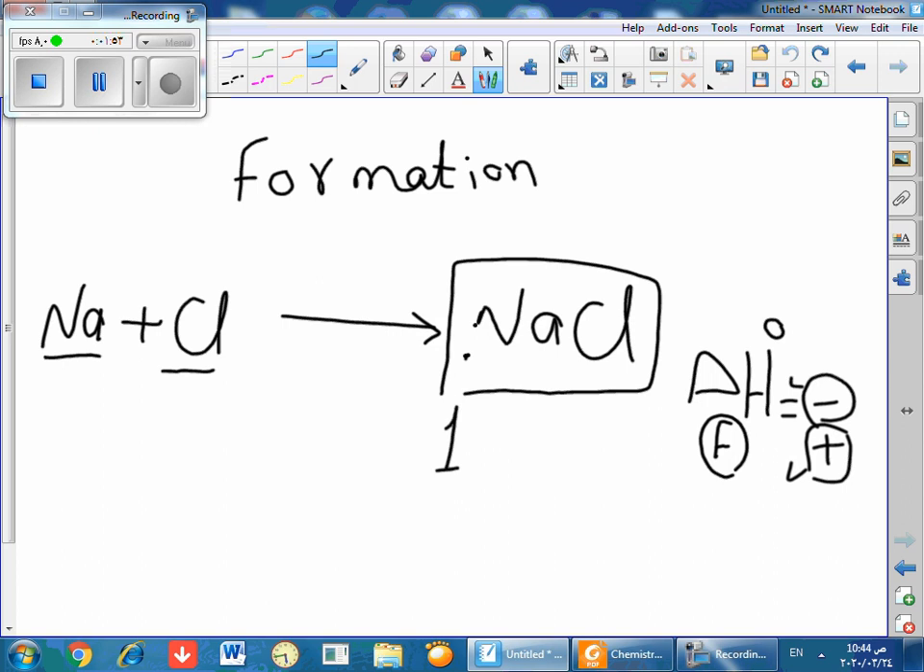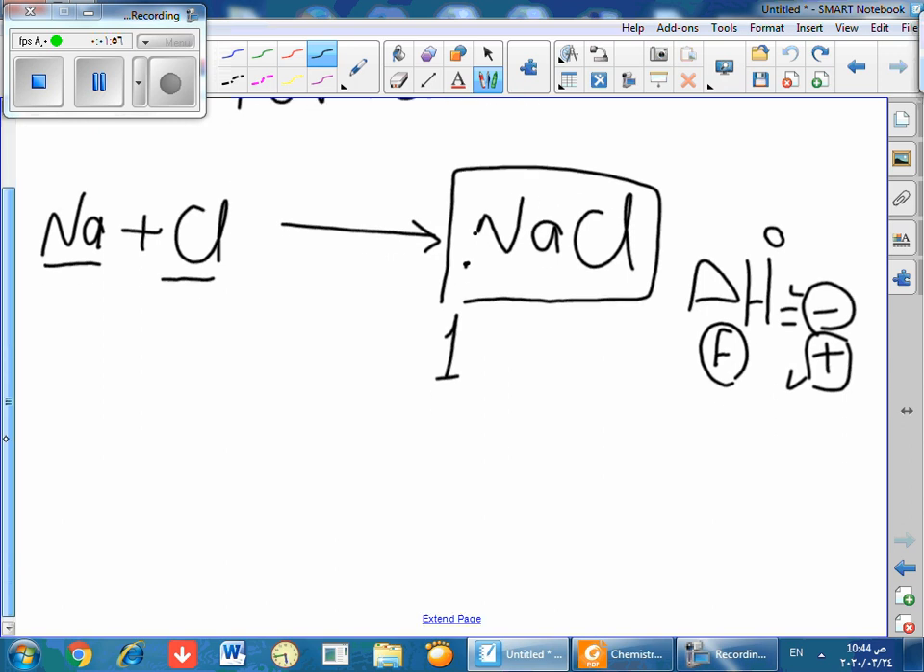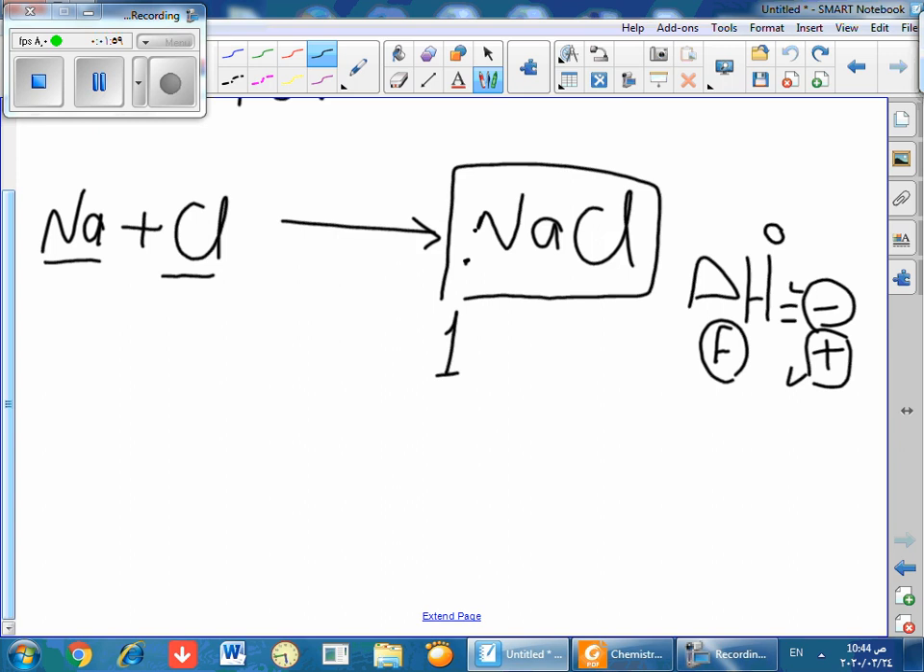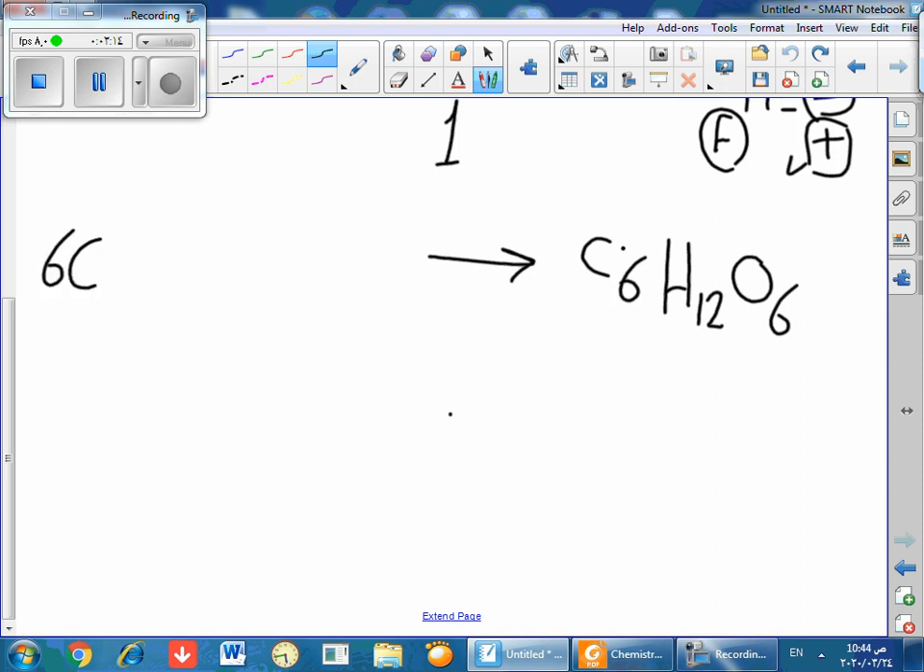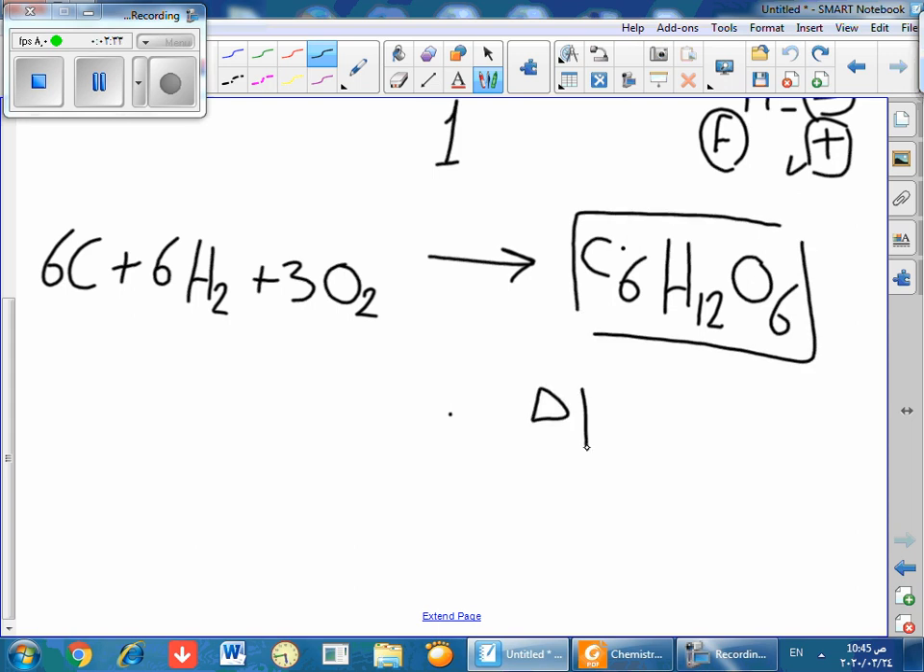Okay, for example, we have glucose. Glucose compound C6H12O6 consists of 6 carbon atoms reacting with 6 moles of hydrogen and 3 moles of oxygen. When 1 mole of glucose is formed, it is combined by change of heat of formation equal what?